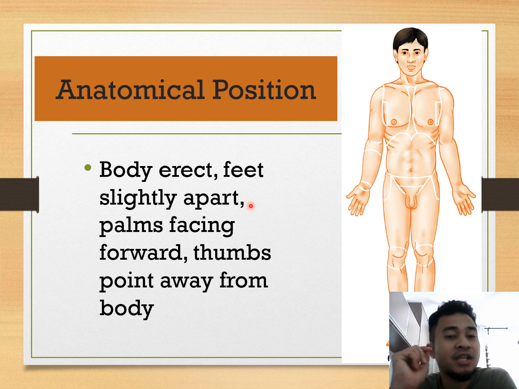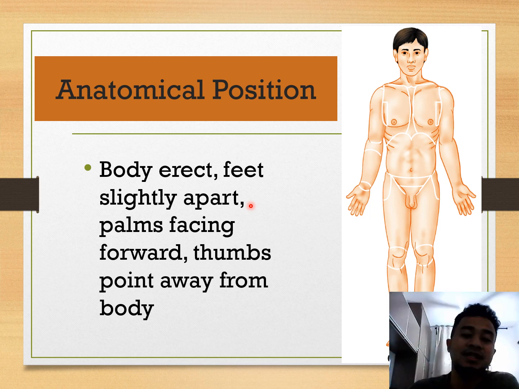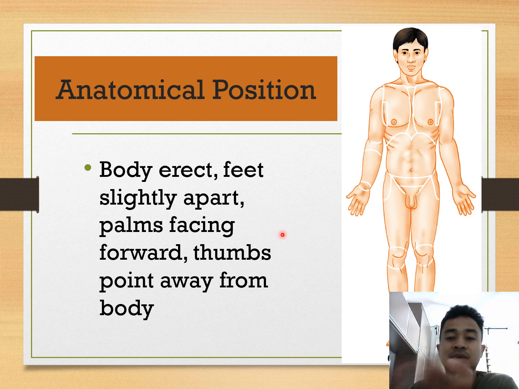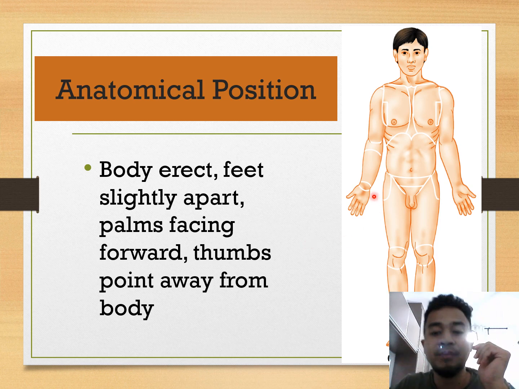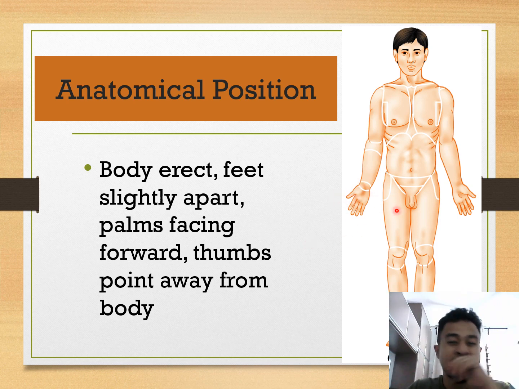Anatomical position is defined as an erect body, which is you stand upright, with your palms facing forward, like this. Erect body, feet slightly apart, palms facing forward, and thumbs pointing away from the body. Away like this. This is the anatomical position. This is how we define it.